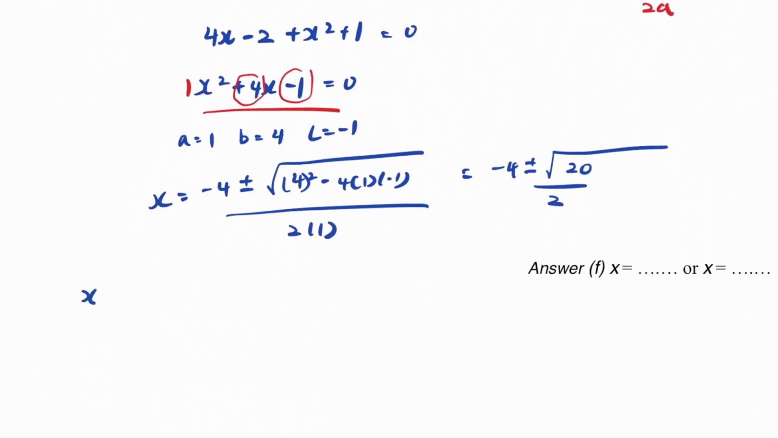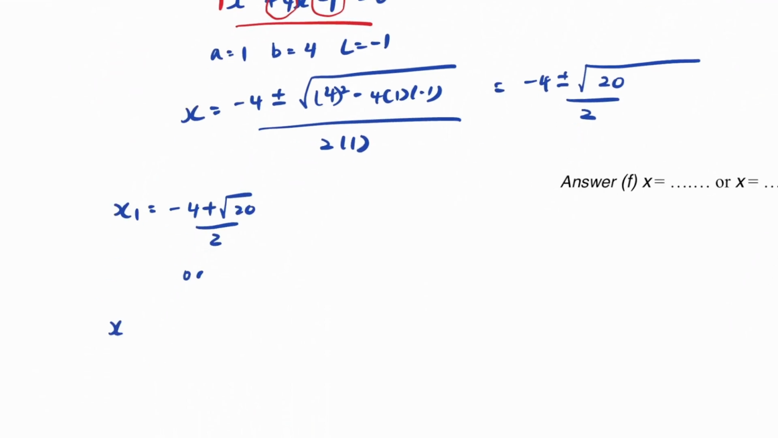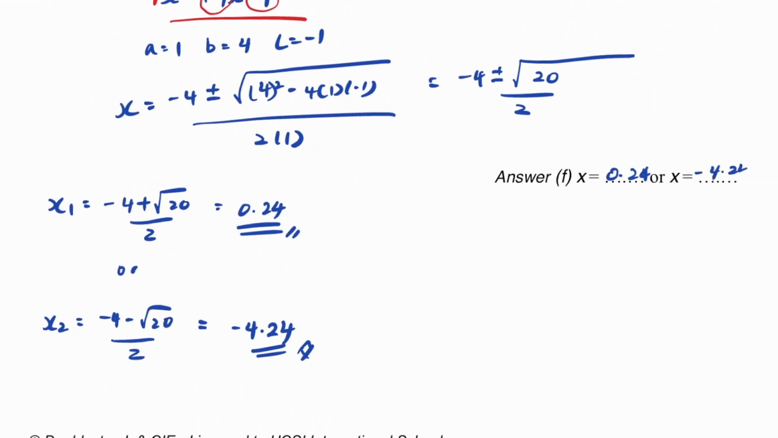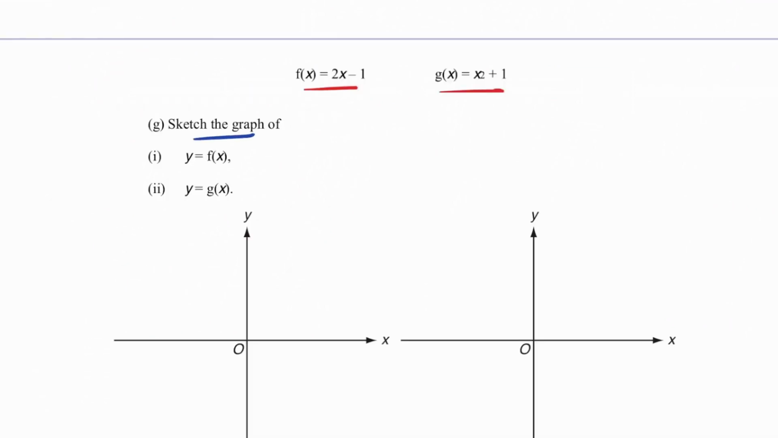So you have two values, x1 is equal to minus 4 plus root 20 over 2, x2 is equal to minus 4 minus root 20 over 2. Working these out, the first is 0.24. That should be in 2 decimal places, as wanted by the question, 0.24. And the other one, minus 4 minus root 20 over 2, gives minus 4.24. Okay, that should be your final answer: 0.24 and minus 4.24.